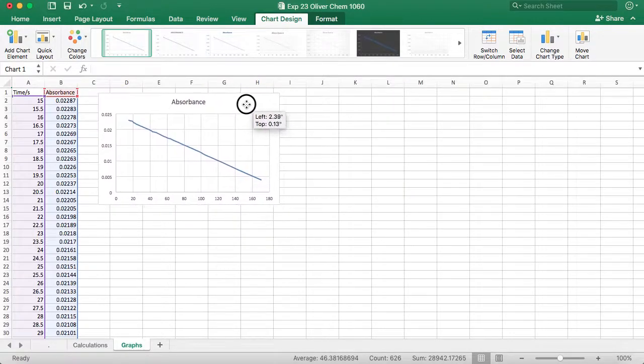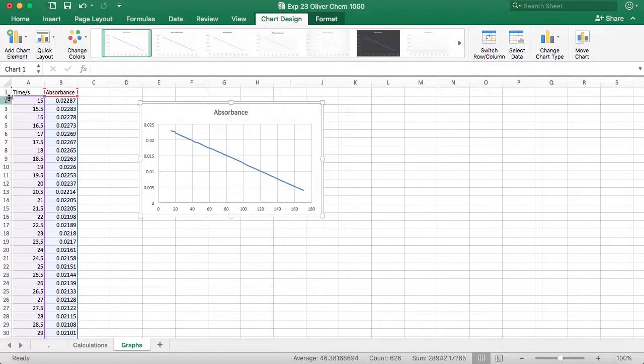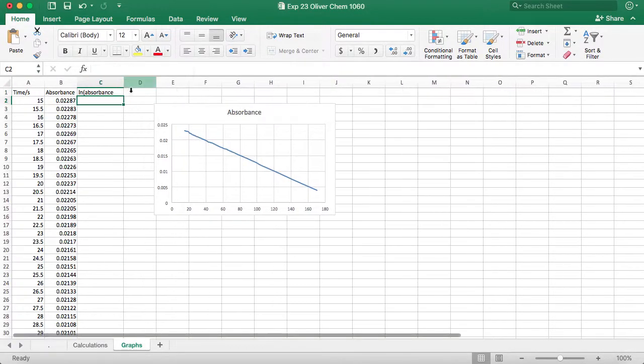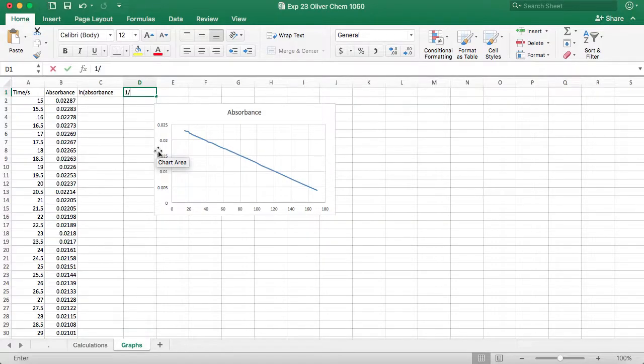More on the theory behind this later, or you can look it up, but we're going to be graphing time versus absorbance, time versus the natural log of the absorbance, and we're also going to be graphing time versus 1 over the absorbance. There we go.